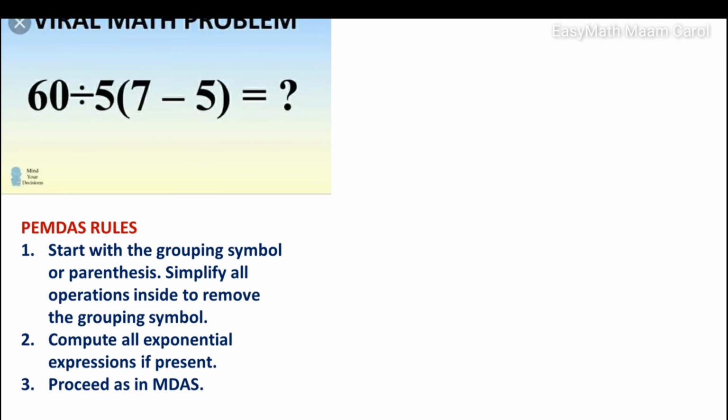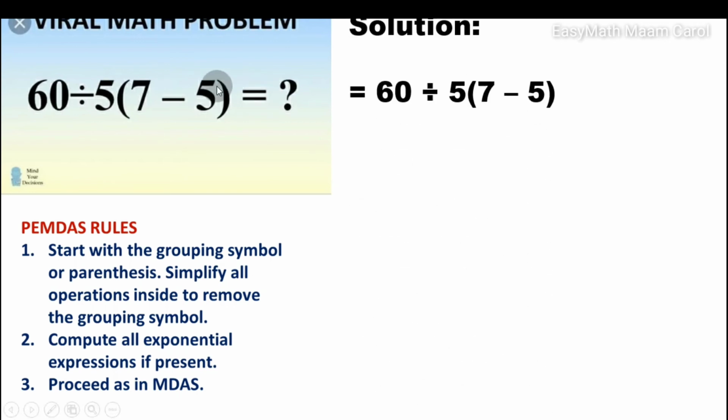And for our last viral math problem, there are always arguments. So again, we are going to apply the PEMDAS rule. And I think this one is a little bit simpler than the previous one because we don't see any exponent, right? Okay, so how are we going to solve this? We just copied the problem again here. So nothing different there. Next line, we made 7 minus 5 red to emphasize that we are going to work on the grouping symbol first.